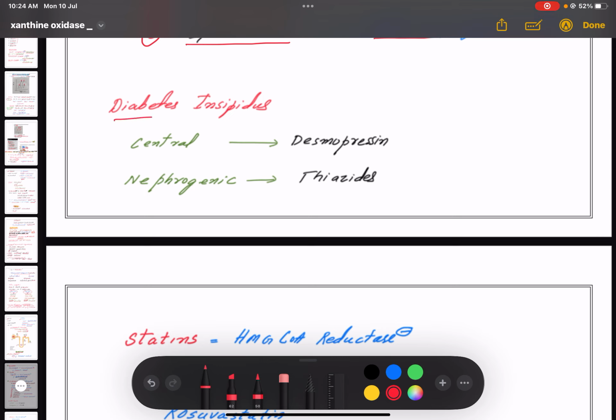Remember, in diabetes insipidus, there is ADH deficiency. If there is antidiuretic hormone deficiency, there will be formation of excessive amount of urine. We have central diabetes insipidus, which is also known as cranial diabetes insipidus, in which we give desmopressin as a drug of choice. In nephrogenic diabetes insipidus, the drug of choice is thiazides.